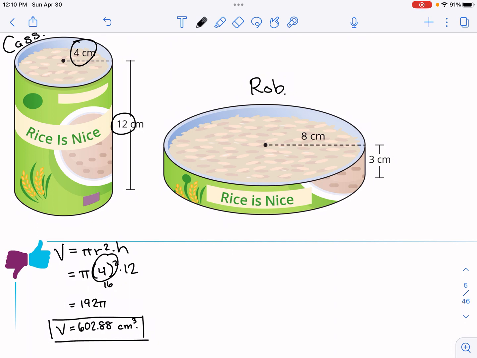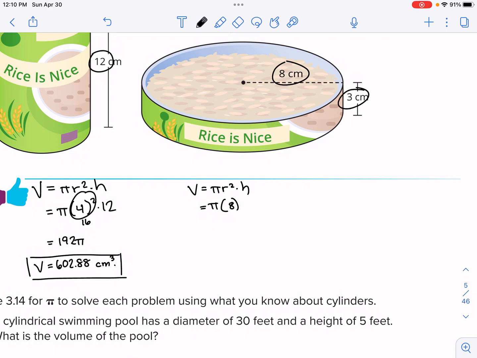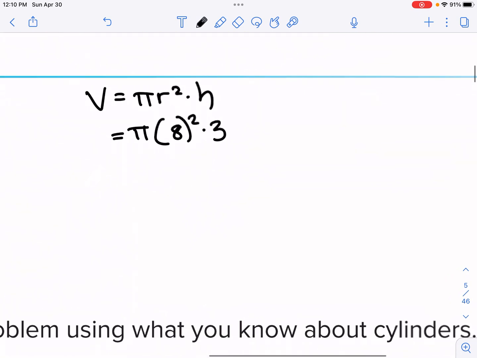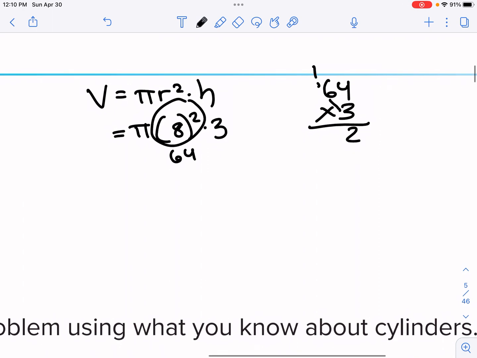Yeah, so think about that. Okay. So this one, we're going to put V equal to pi r squared times h. So the radius is 8. The height is 3. All right, let's multiply this. 8 squared is 64. 64 times 3, let's do that out to the side. 4 times 3 is 12, carry the 1. 3 times 6 is 18, plus 1 is 19.